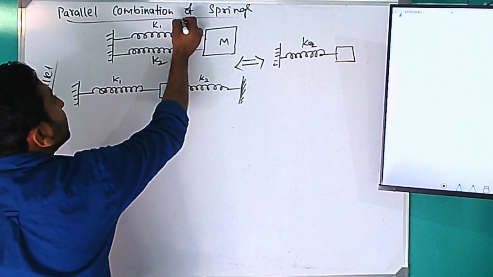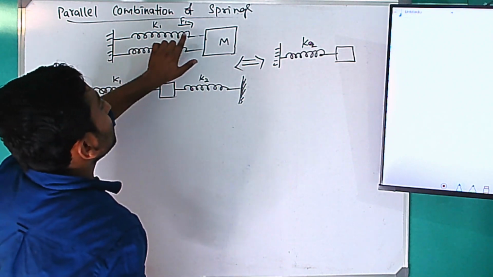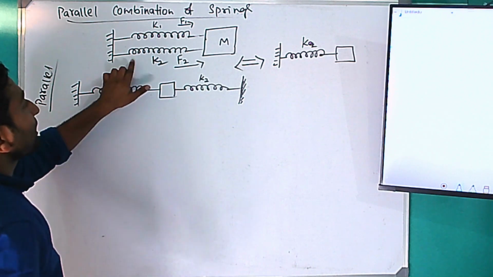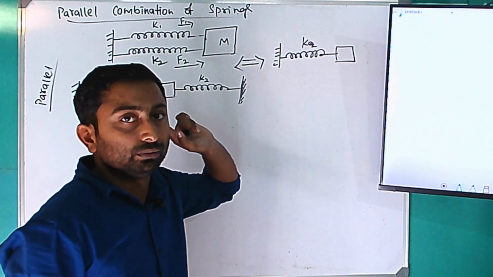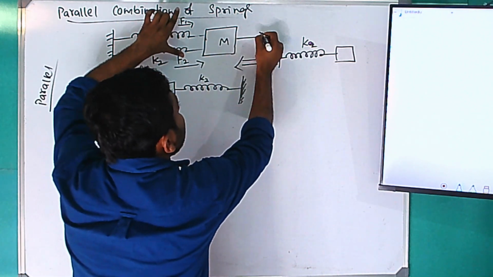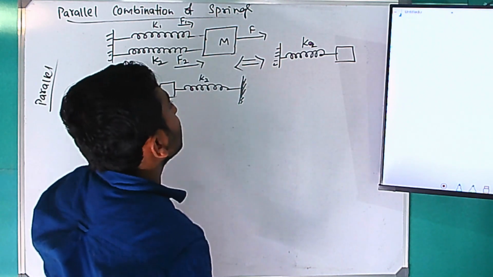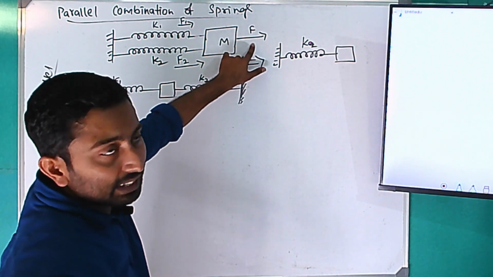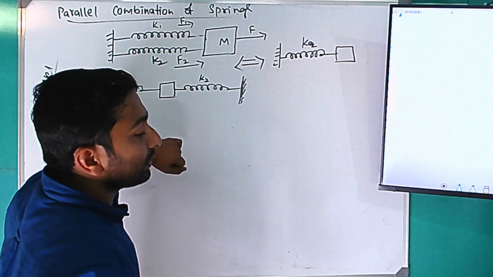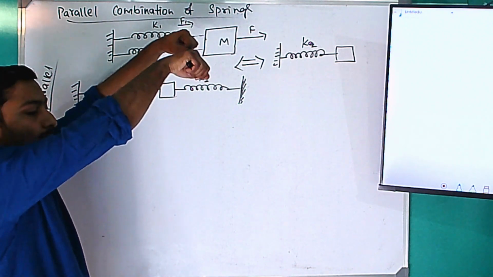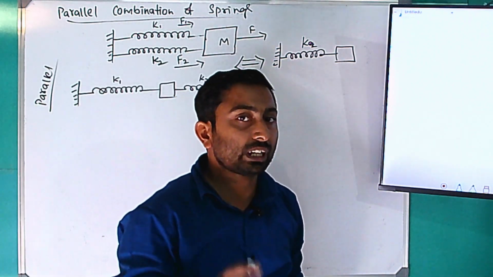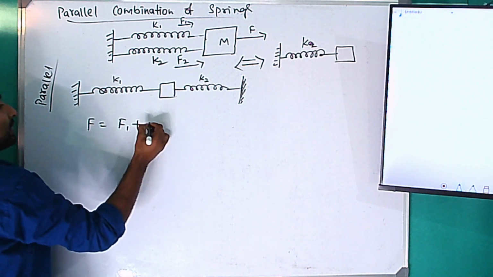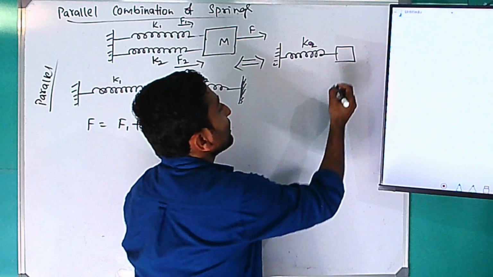F1 is the force acted by spring 1 alone on the mass M and F2 is the force acted by spring 2 on the mass alone. Now, let us assume F is the net force acting on the mass M. Can I say the net force acting on the mass M is equal to the sum of F1 and F2? Because this pulls, this pulls, and together they give the net force. Are you getting it? So therefore F is equal to F1 plus F2.